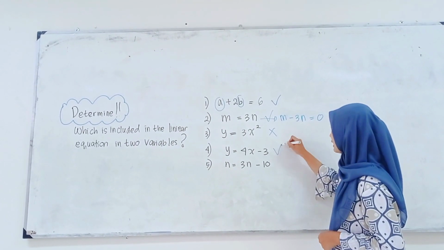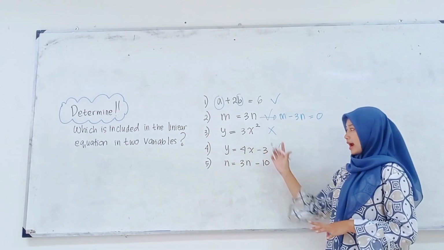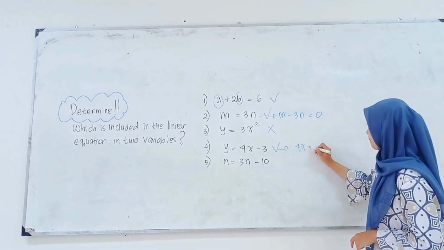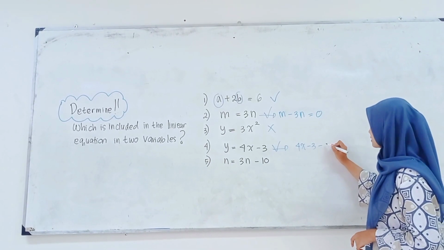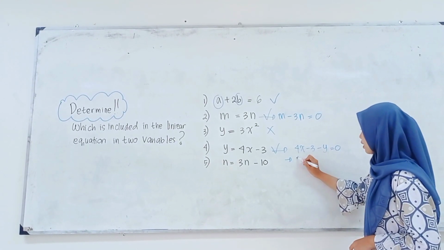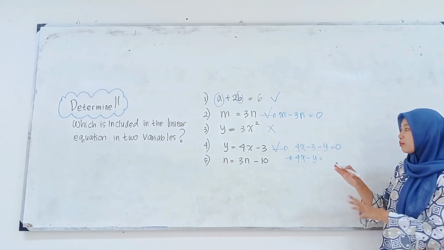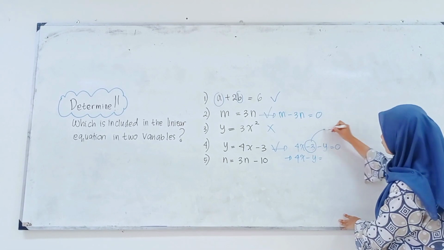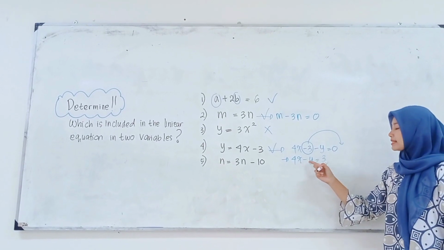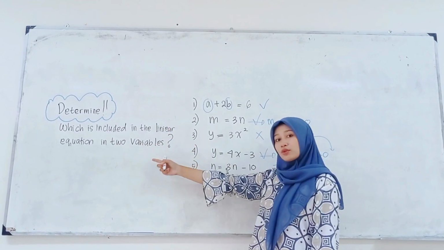Yes, included, because if we move y to the right, we get 4x minus 3 minus y equals 0, and then 4x minus y equals, we move minus 3 to the right, and we get 4x minus y equals 3. This is included in the linear equation in two variables.